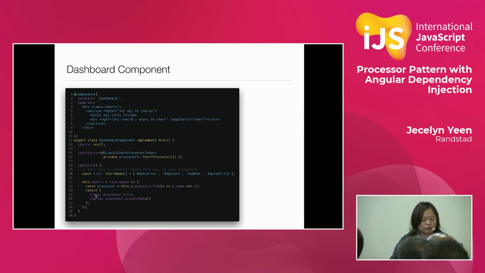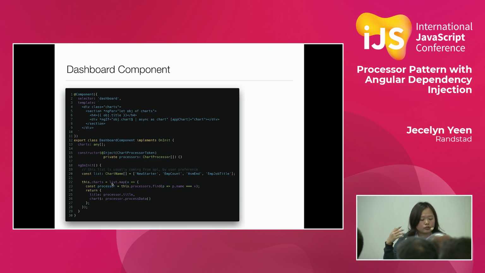So for example, normally you have a list of charts that you want to show for user A, and another list of charts that you want to show for user B. This data normally comes from a database if you store it. So during ngOnInit, you probably get the list from one of the APIs.